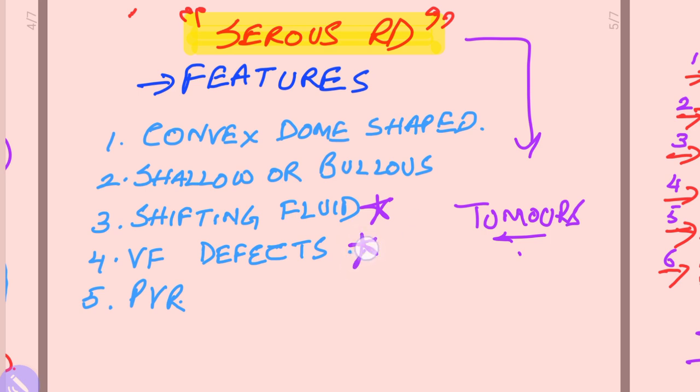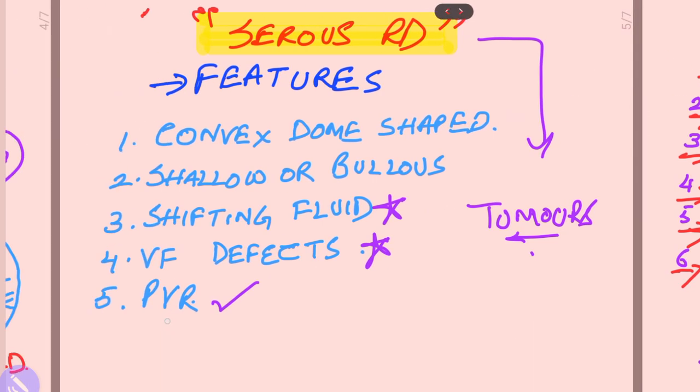Visual field defects are very common, and PVR can be looked for. Usually PVR is not very high in serous retinal detachments, as there are no breaks, and it is mostly linked to intraocular pathology, that is, the malignancies that are present.